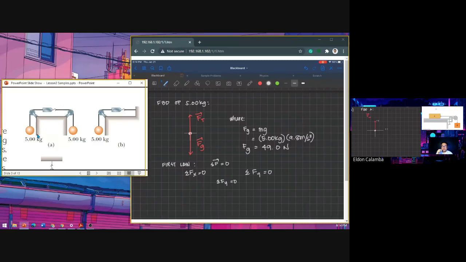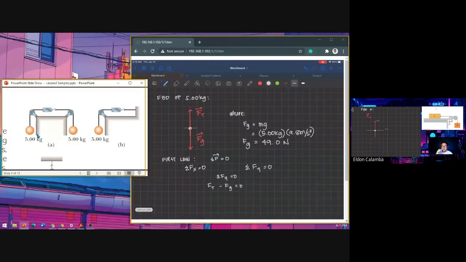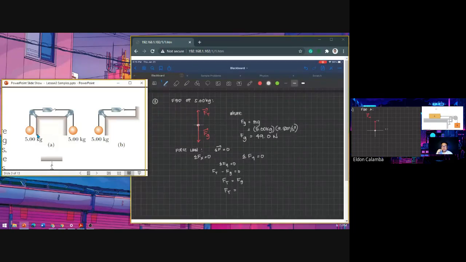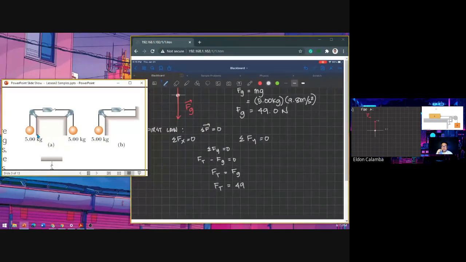Now you have FT and then you have FG. FT is going up, so it should be positive. So you have positive FT. And then you have FG, that is going down, so it should be negative. So minus FG equal to 0. So FT is just equal to FG. So FT pala, na-solve na natin si FG, that is just 49 newtons. So FT pala, this is just equal to 49 newtons. And that FT is actually the reading of our spring scale. Okay, it is calibrated now in newtons.